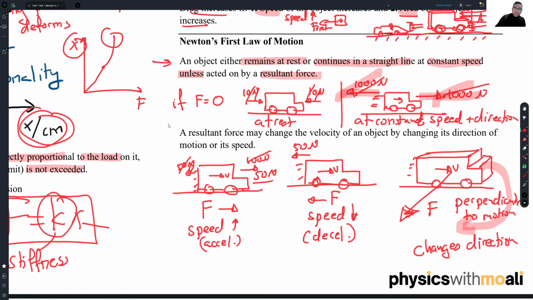So the direction of the resultant force affects everything. If it's forward, you speed up. If it's backwards, you slow down. If it's sideways, like left or right, you change direction. You turn, you go in a circle.